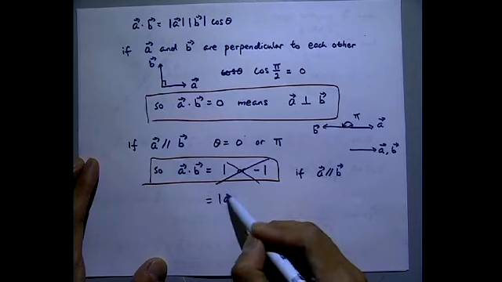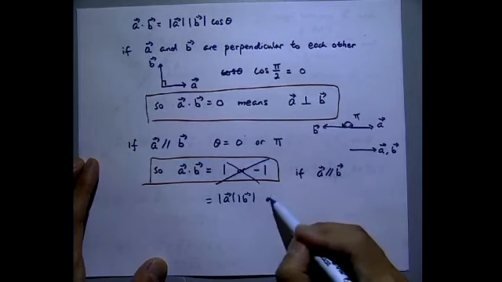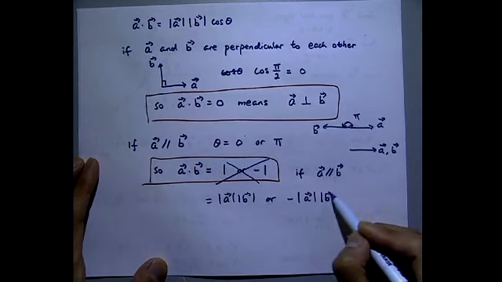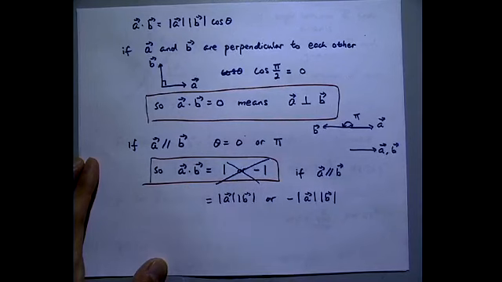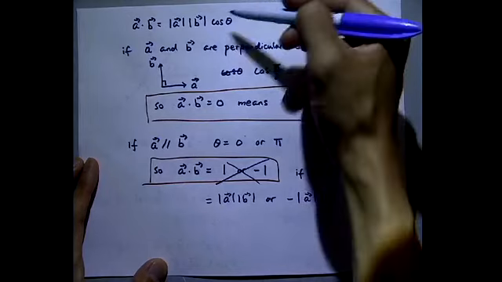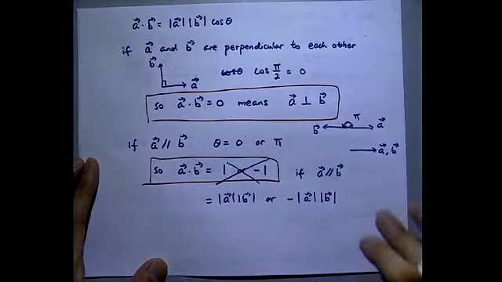Right. So that was my mistake. Sorry about that. What I meant to say there was that cosine of theta is 1 or minus 1. So therefore, A dot B is magnitude of A, magnitude of B, times 1, or length A, length B, times minus 1. Right? Thanks for pointing that out. That was my mistake. Sorry about that.